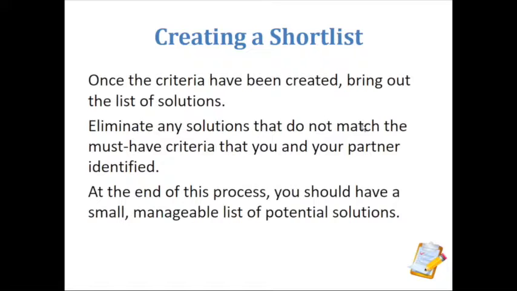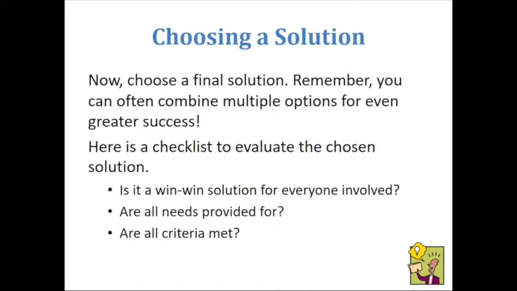And you create a short list. So the criteria have been stated. You bring out the list of solutions. You eliminate anything that does not match the must-have that you want or your partner has identified. And at the end of the process, you should have a small, manageable list of potential solutions. Does that sound like a workable plan for you?